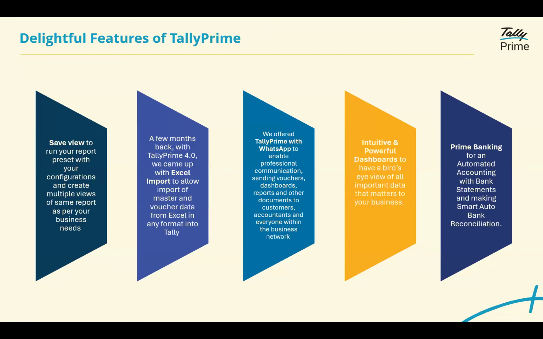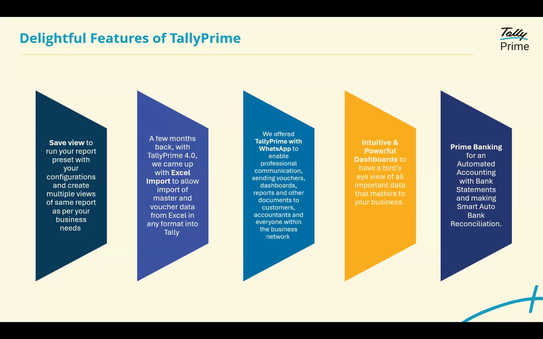And last but not the least, it is Prime Banking, which was the major enhancement done in the last release, 6.0. We made this accounting very simple. While importing the statement itself, a user will be able to create vouchers, and also do the reconciliation very smartly. These are some of the delightful features of Tally Prime which I have covered. We have more than this. If you are still using ERP 9 or a below version, please upgrade to Tally Prime 7.0 today, so that you can get all these functionalities together.